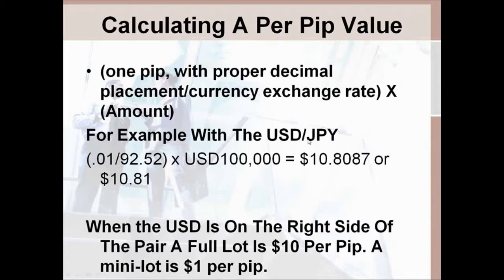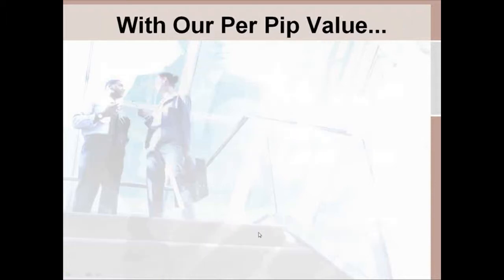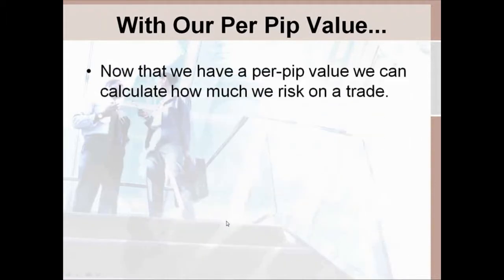Like the US dollar, Japanese yen, the US dollar symbol is on the left-hand side. If it's on the right-hand side, such as the euro US dollar, then the per pip value is constant. A full lot is always going to be $10 per pip, and a mini lot is always going to be $1 per pip. So once we have a per pip value, we can move on and we can calculate how much we risk on each trade.